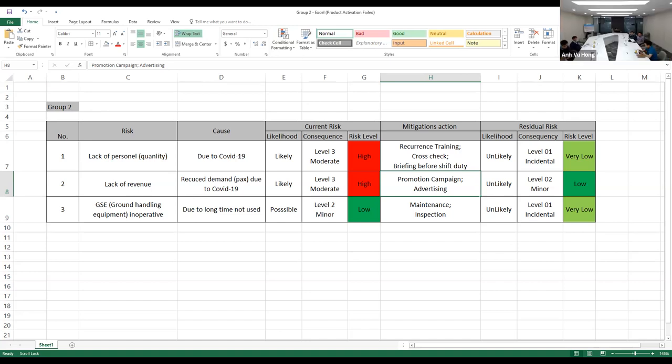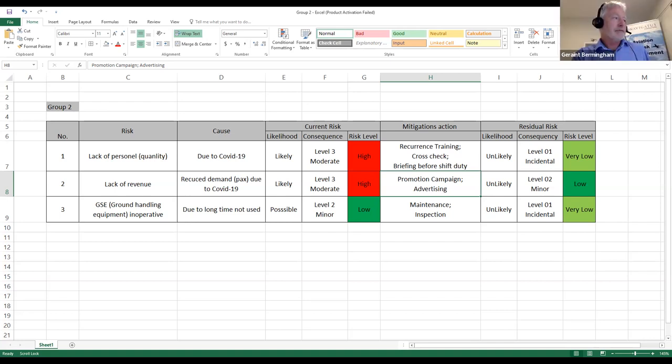So you were talking about the number one risk of group two, which is lack of personnel, right? And you were thinking this would be a cause instead of a risk. Your question is, what is the effect of lack of personnel? Would the same question be applicable to number two, lack of revenue? Should that lack of revenue also be a cause instead of a risk?